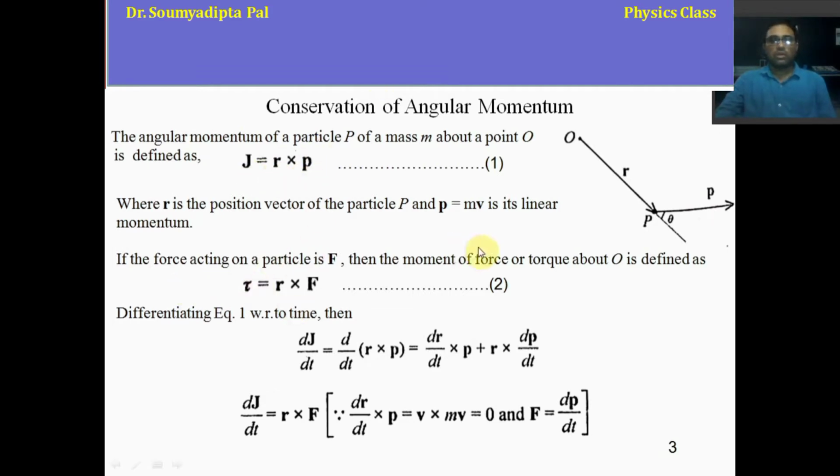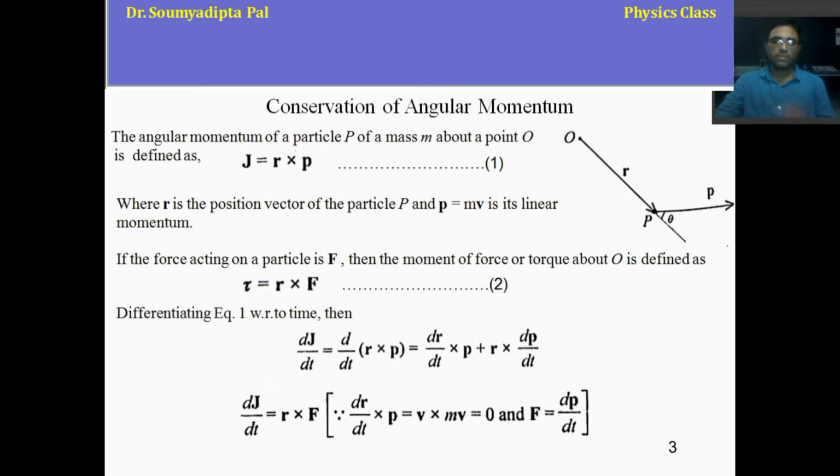Now when you are applying a force on this particle, you are applying torque on that particle with respect to this point O. And what will be the form of that torque? That is r cross F, right?